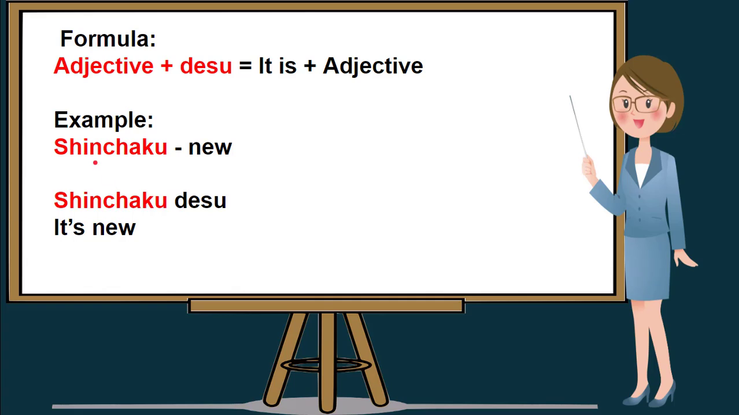Another example is the use of shinchaku, or in English, it means new. All we need to do with this adjective is to add desu. Shinchaku desu means it's new or it is new. Once again, let's read this. Shinchaku desu. In English, it's new.